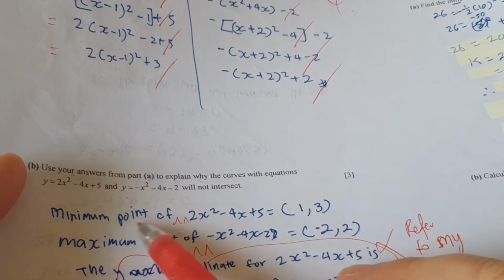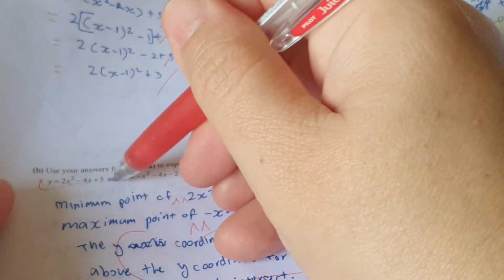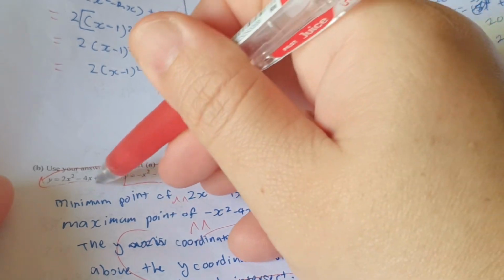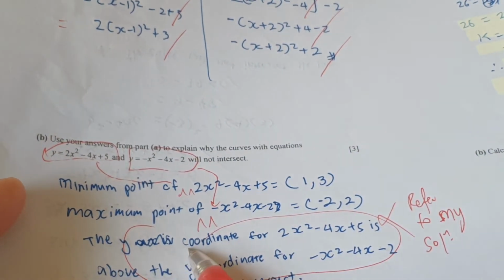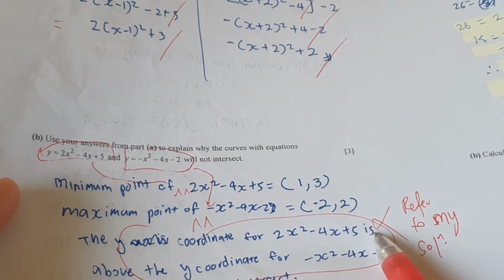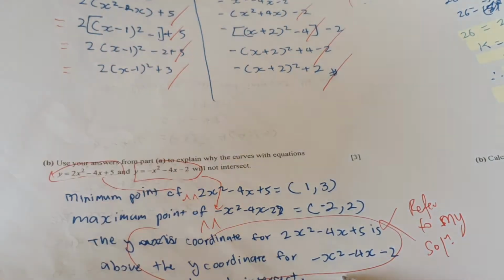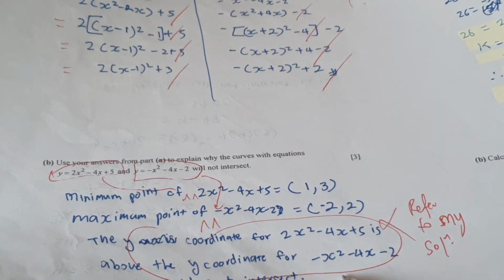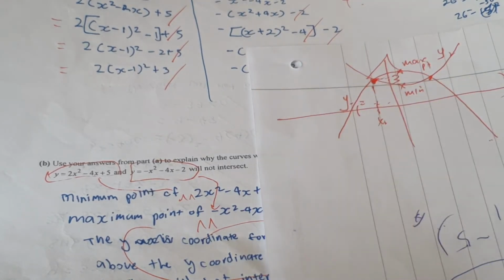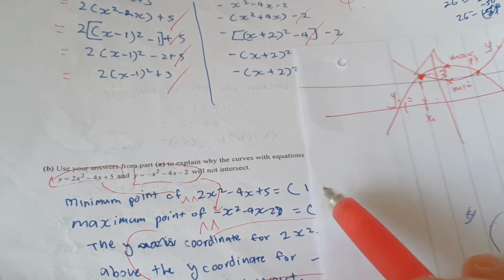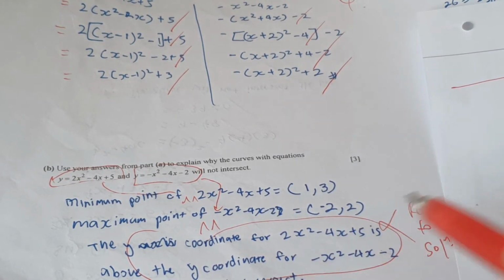Okay, this one same thing, same old problem. What's the mistake? It should be y equals. Okay, y equals. So I hope you are all very clear. Okay, you see, the y coordinate of this is above the y coordinate of this. They will not intersect. Now, this is wrong. What do I mean? The y coordinate of this is above the y coordinate of this, so they will not intersect.